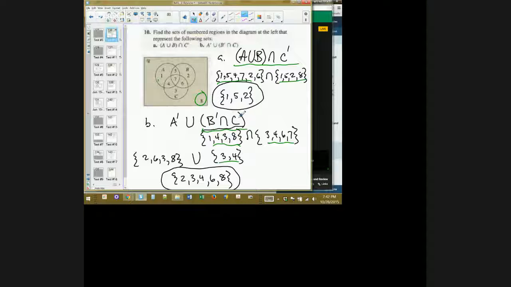Okay, and now what's in A complement? What's outside of A? 2, 6, 3, 8. And lastly, join these two together by pasting them together, a union. 2, 3, 4, 6, 8.